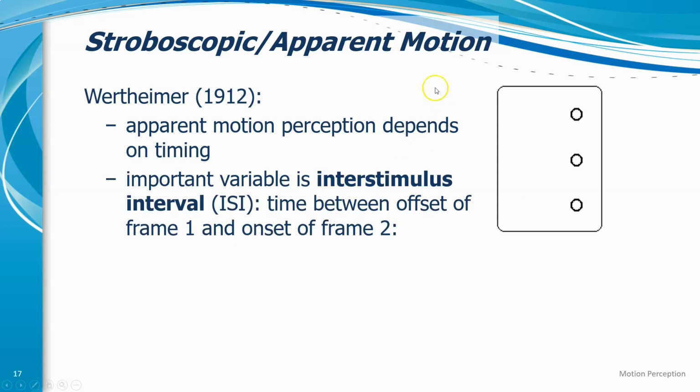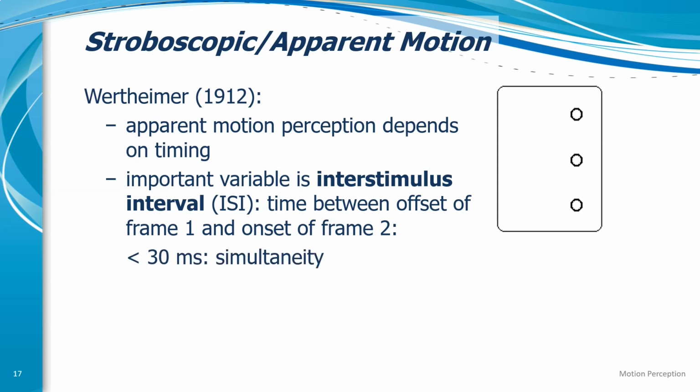So in this display that I have here, this rectangle, it's super simple. So I have 2 different displays. One display has the 3 circles on the left, and then they go off very briefly, and then they're replaced by the second display, which is the 3 circles on the right. So I actually have a very short amount of time between those 2 frames of this very simple movie.